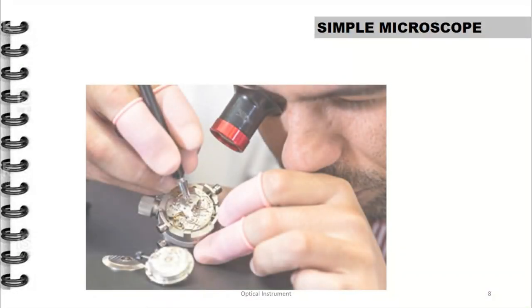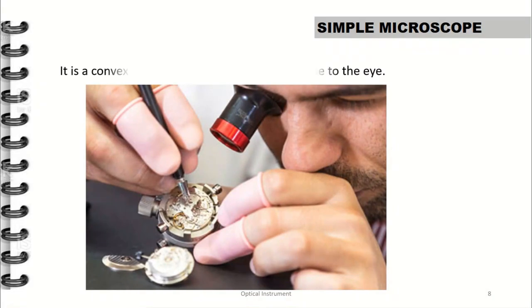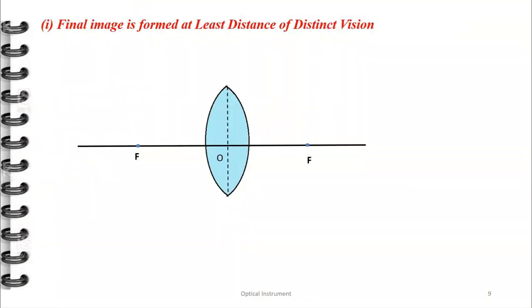Let's first study about simple microscope. Simple microscope is a convex lens of short focal length held close to the eye. Now let's find how the magnification of a simple microscope is measured. An object AB is kept between the optical center and the focus of a simple convex lens.